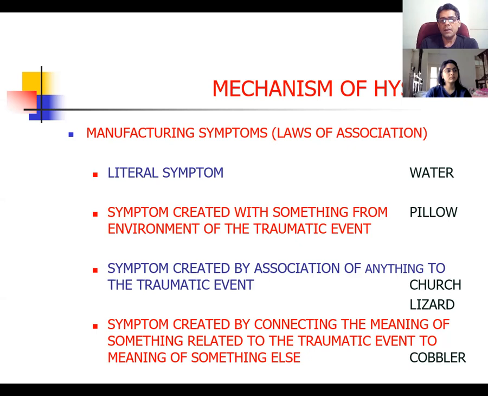Third way, it is association of anything to the traumatic event. Let us say, it is very common of small children being abused by a priest. We listen to it in media all the time. One published case was, there was a person who started feeling terrorized when he would see a church. And on the surface, he was a very neutral person, neither pro-religion nor anti-religion. And he could not make out why he fears the church so much.